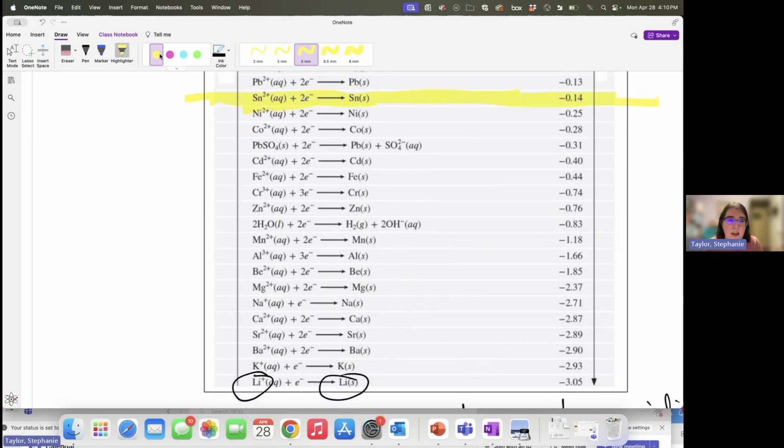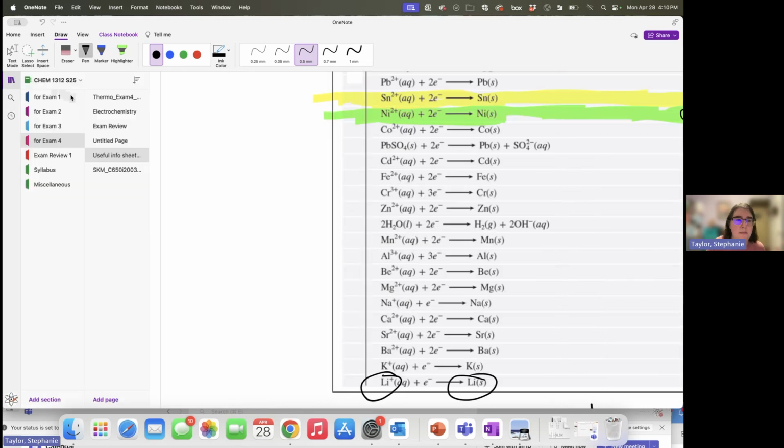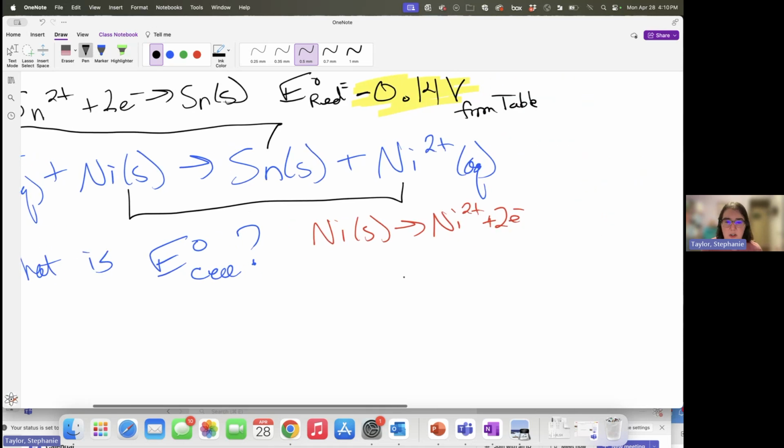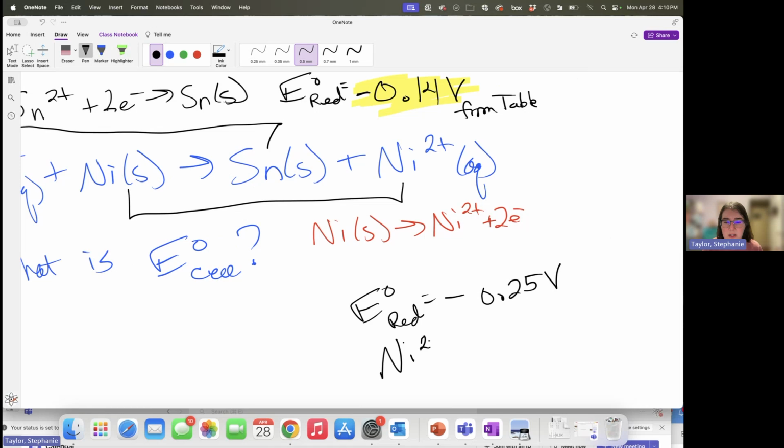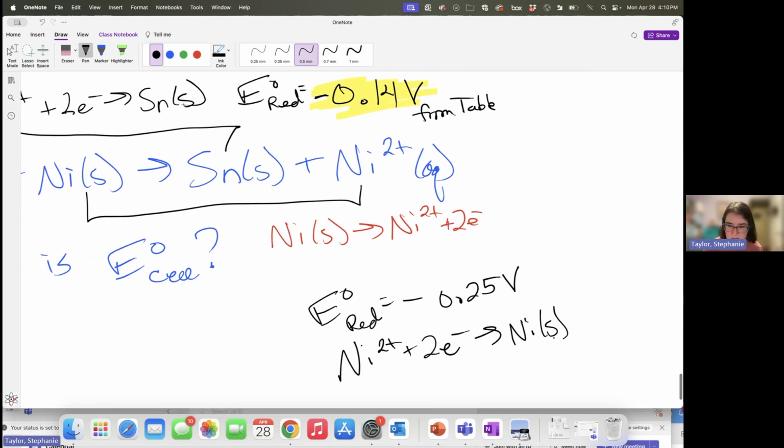Now, I also need nickel, and nickel is right below it. So here's the thing. If I pull this off of the table, this is a standard reduction value. So this is negative 0.25. When I come back over here and talk about my standard reduction value, the number I pull off the table for nickel is negative 0.25 volts. But this is for a reaction of nickel being reduced. Nickel is not being reduced.